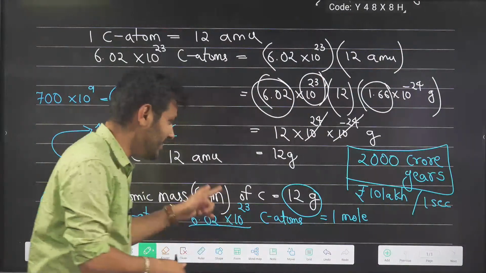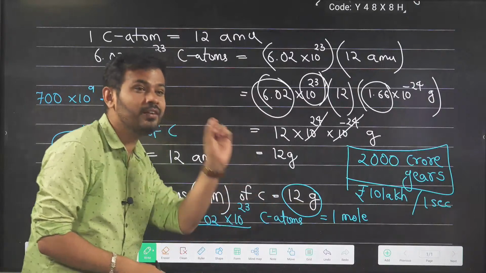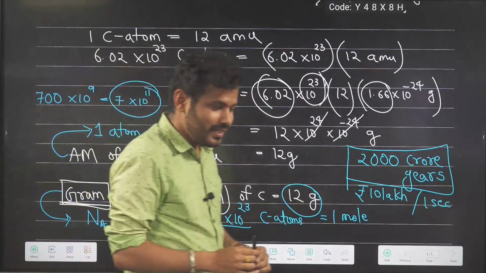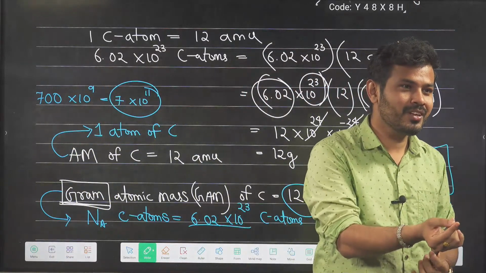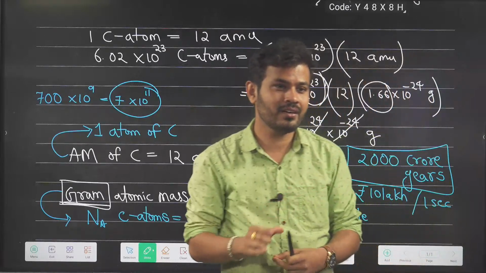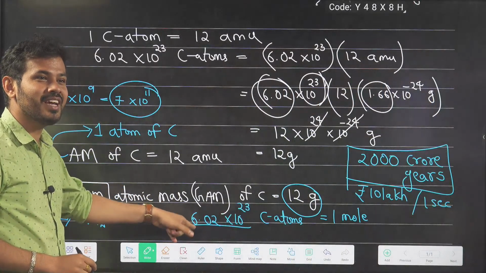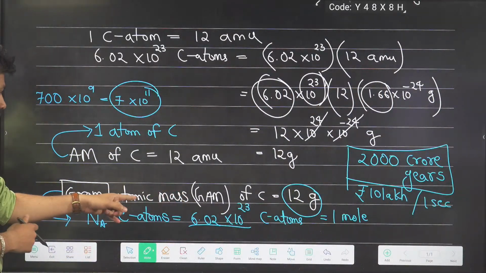So if you take these many atoms of carbon, then the mass is going to be just 12 grams. Are you thinking how much is 12 gram? To get 12 gram of carbon, you have to take this much of atoms, these many atoms of carbon. So I hope you are getting my point.